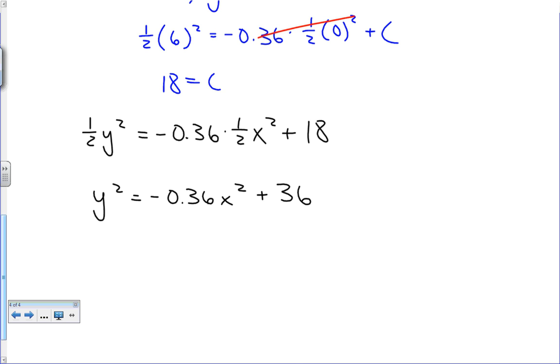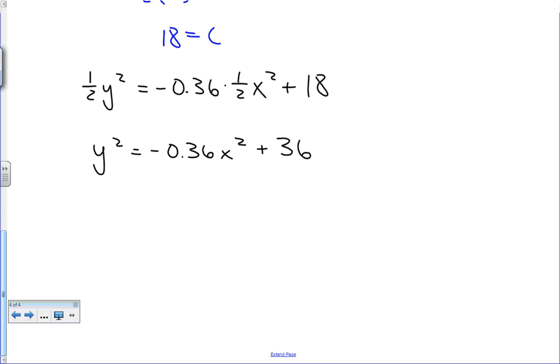All right, so the next step of this is, I guess, to get it in a form that we're going to recognize this equation. And so I'm going to move everything over to the left side here and write it with the x squared out front. I'll write it as 0.36x squared plus y squared minus 36 is equal to 0.